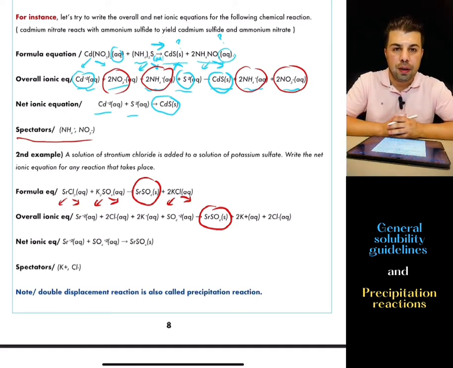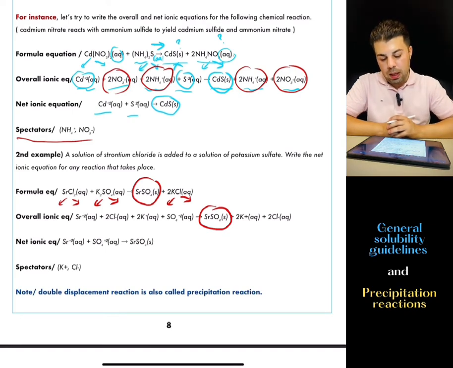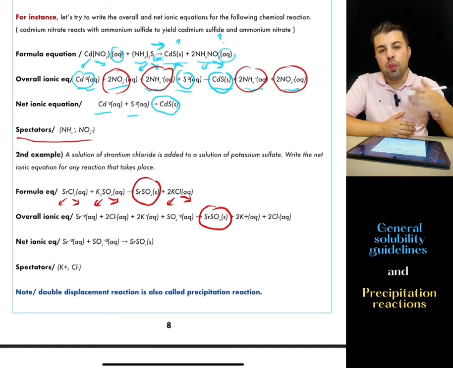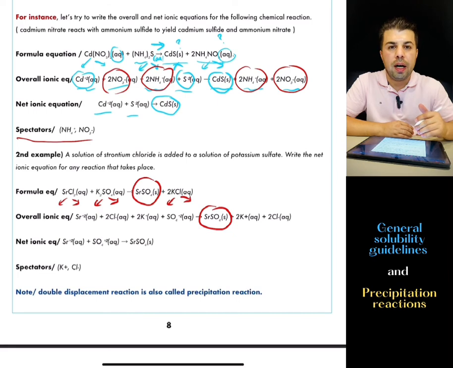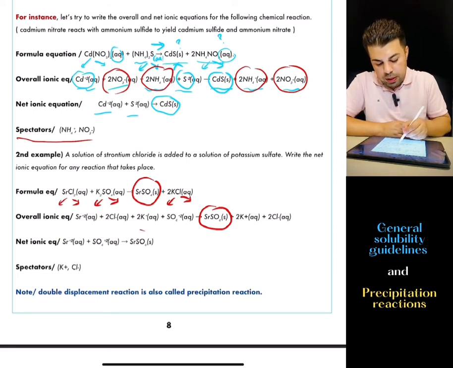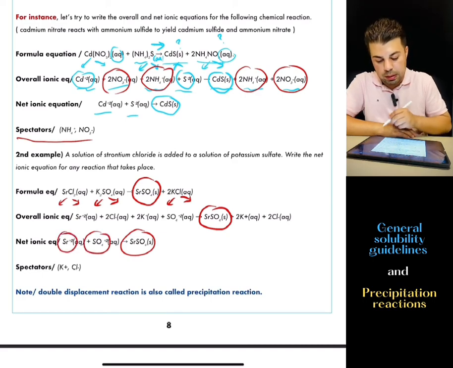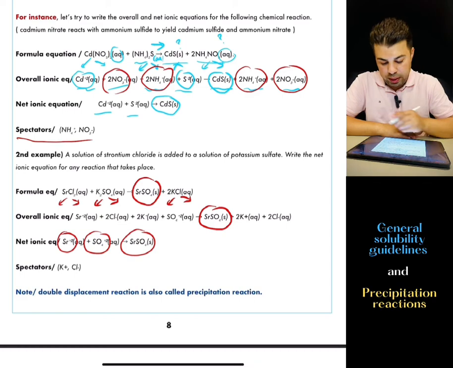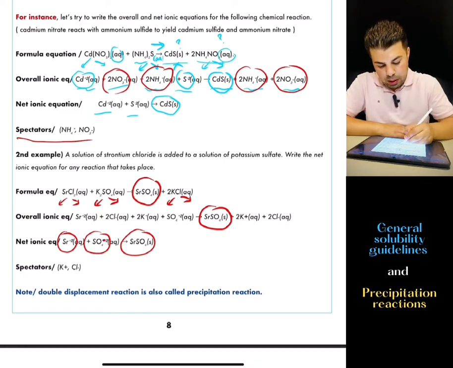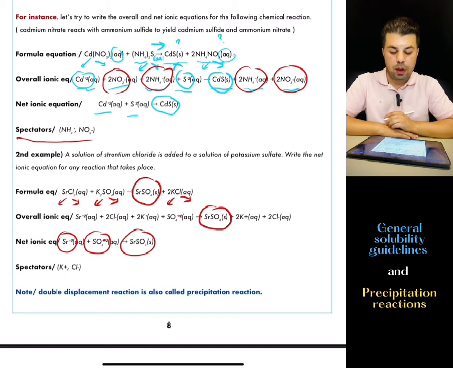This is called the overall ionic equation. What about the net ionic equation? Again, we just write the ions that lead to the formation of the precipitate. So here Sr is positively charged and SO4 is negatively charged.